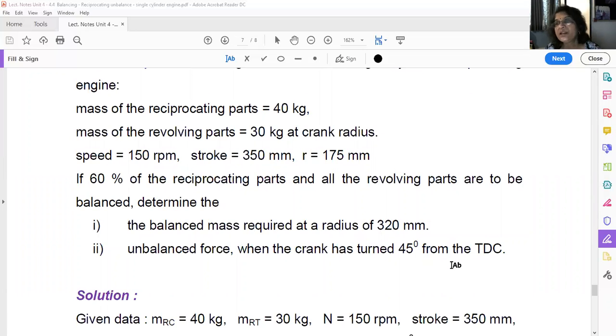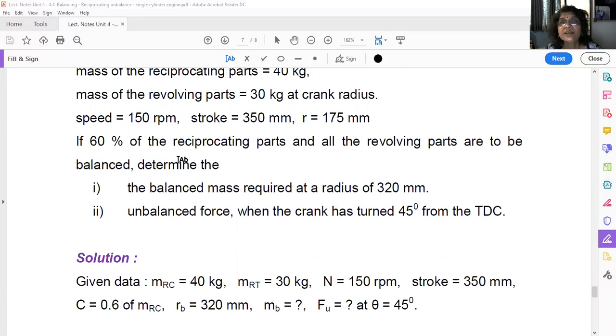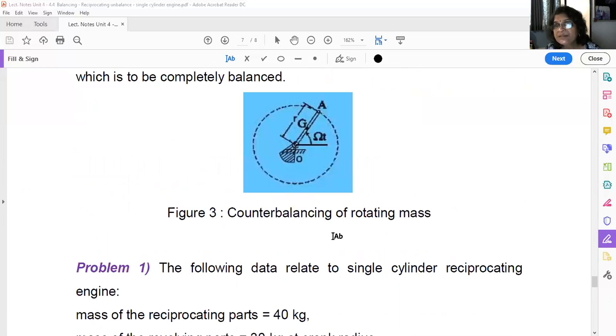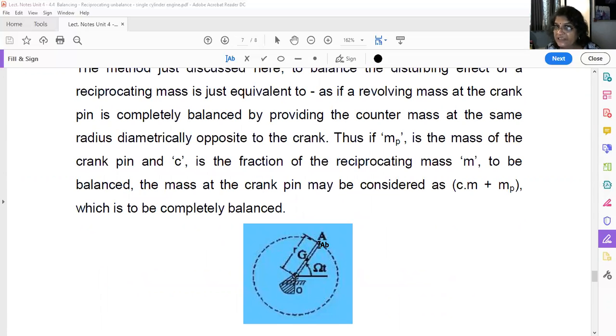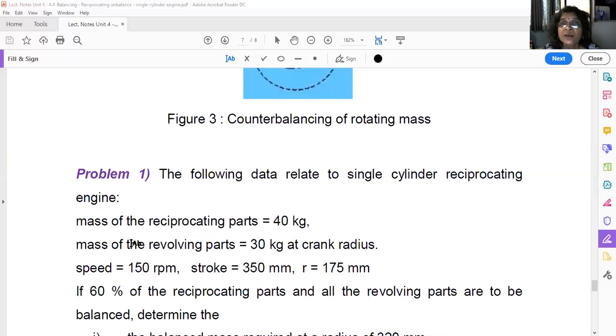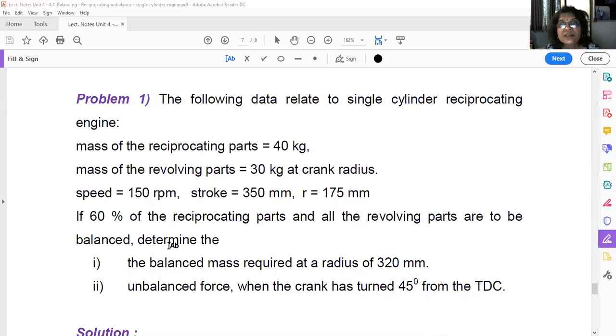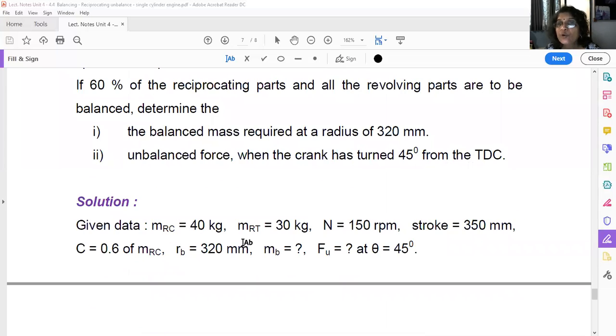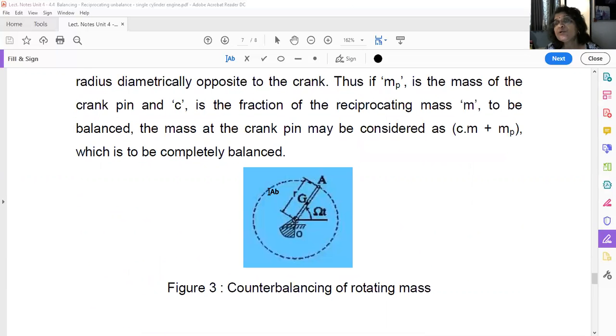degree from the TDC. Okay, now see, as I told you, here there is a reciprocating mass also we have to assume, and there is a rotating mass also. So reciprocating mass, let us see the notation. Reciprocating mass is 40 kg, rotating mass is 30 kg. We have already studied the rotating unbalance. So what is the rotating unbalance? That is the rotating mass. And because of the reciprocating parts, which is basically the mass of the piston, that we also have to assume here. Okay, that we'll see in detail in the next lecture.